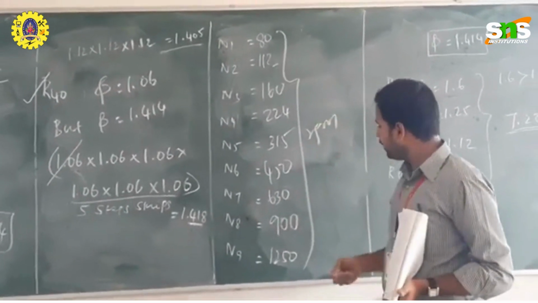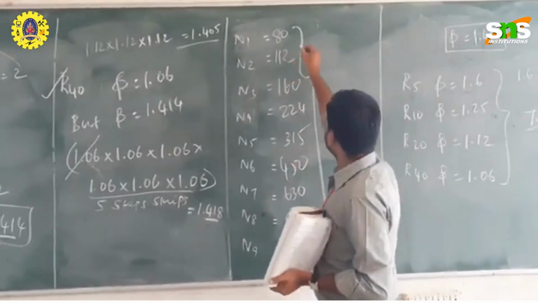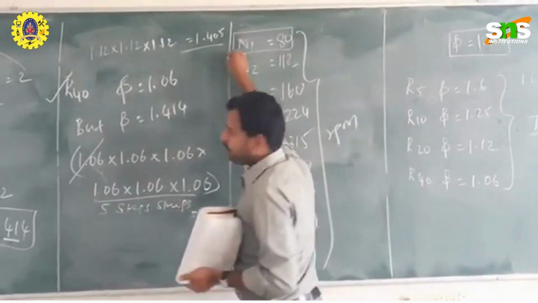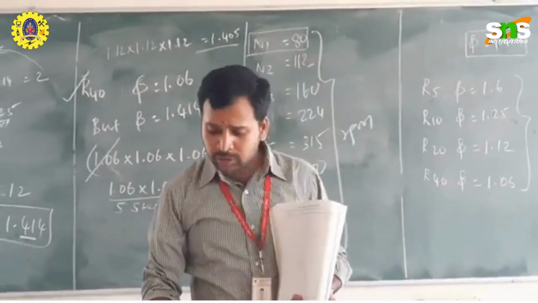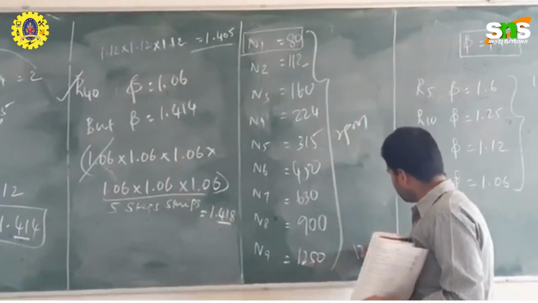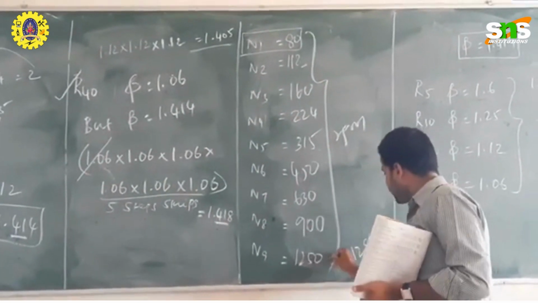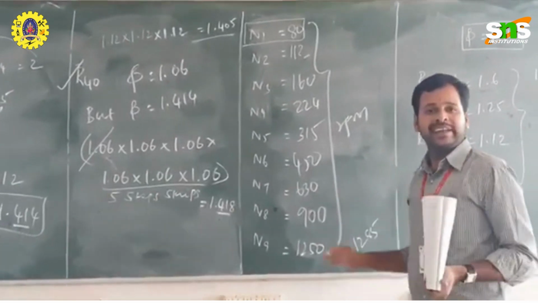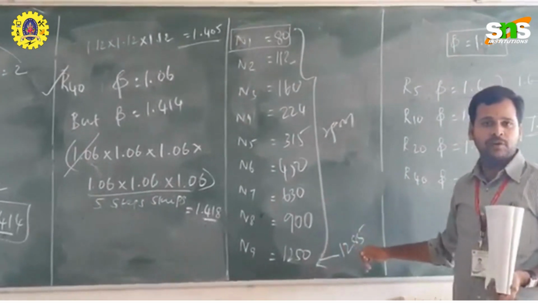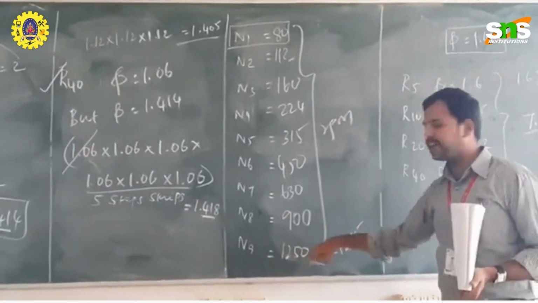So now you can check it. N minimum is equal to this value. N maximum is equal to 1285. So 1250 is the nearest one. So it is the lesser one, so we can accept. Don't go on greater than.